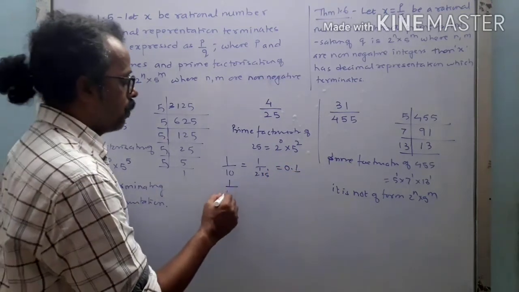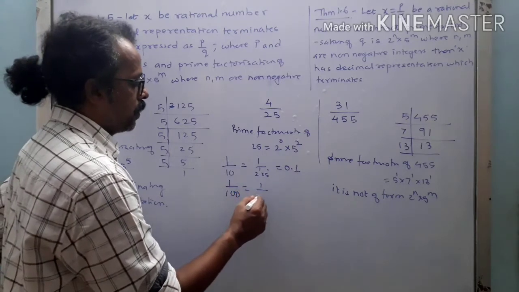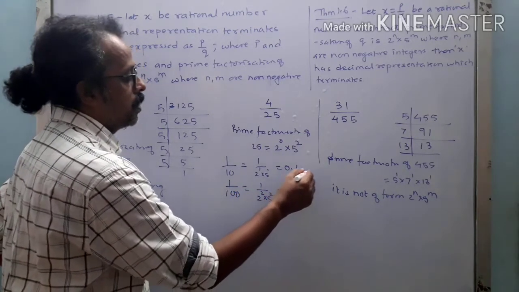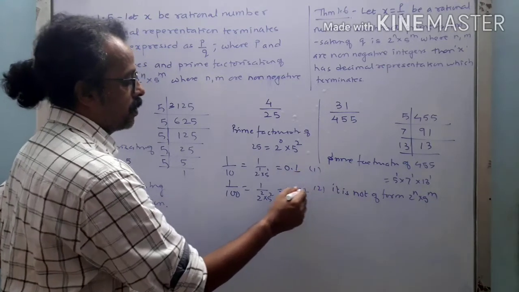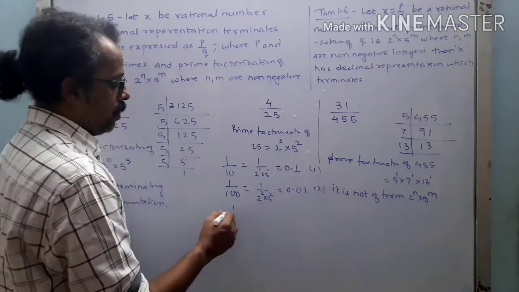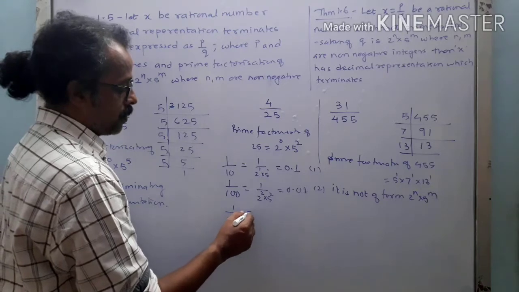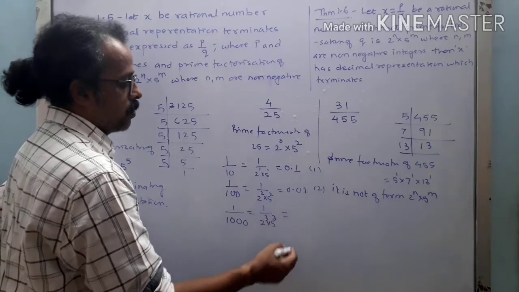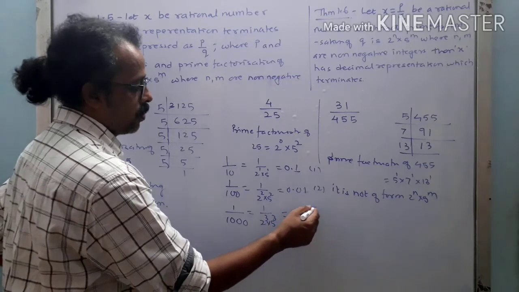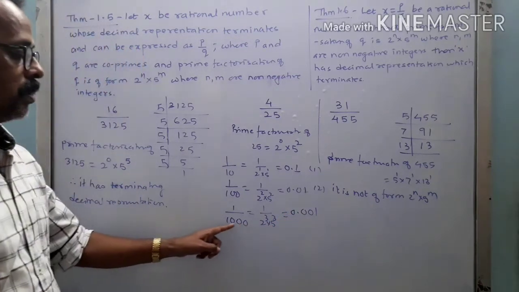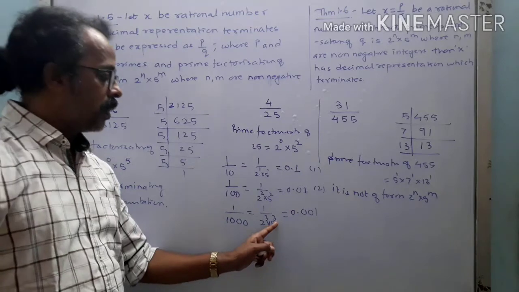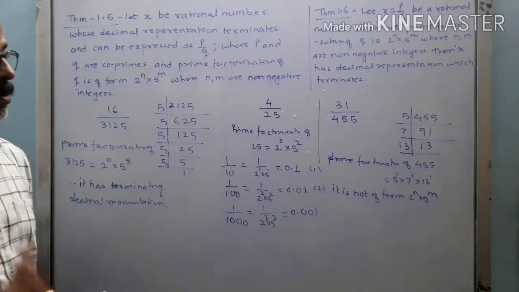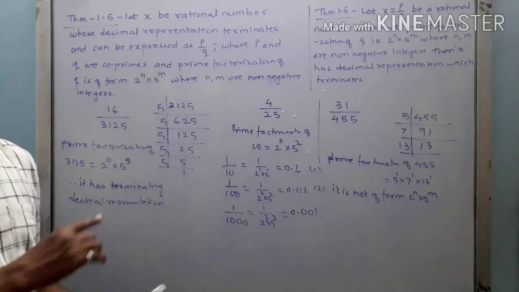1 upon 100, that is 1 upon 2 raised to 2, 5 raised to 2, is 0.01. Decimal 1 place, decimal 2 places. If I write down 1 upon 1000, that is 2 raised to 3 and 5 raised to 3, so it is nothing but 0.001. So if there are 3 zeros, you can write it down. Depending upon this particular number, any decimal representation you need to know, we can write down this way.